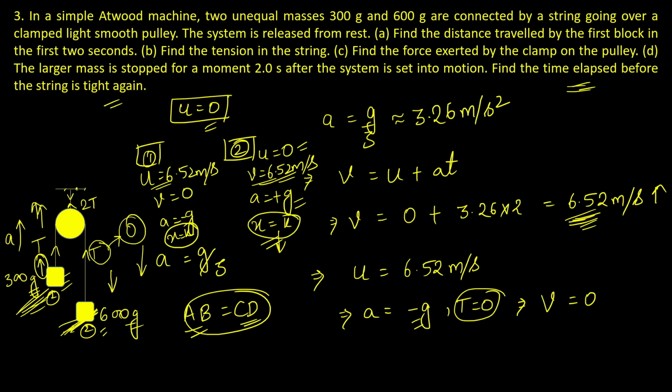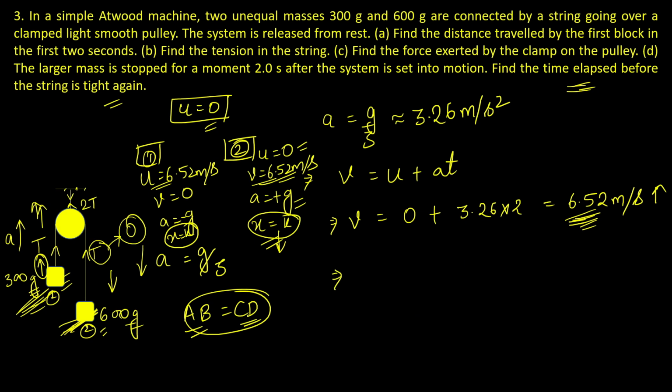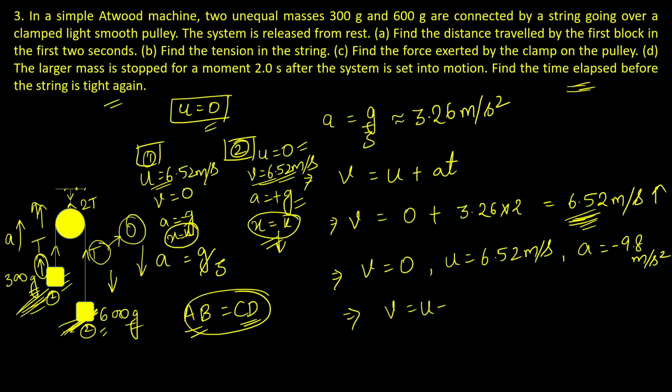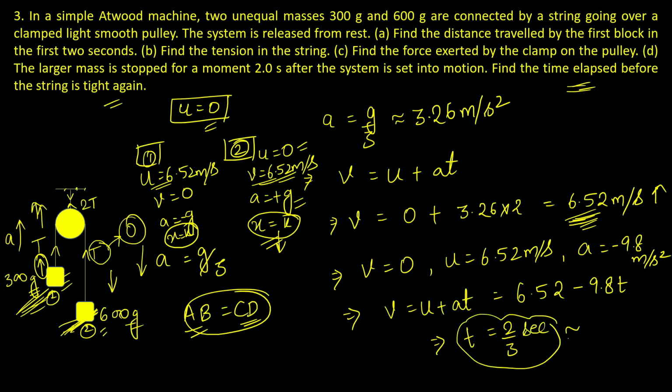So now let me actually calculate it. I have now discussed the concept, so now let me actually calculate the time. So v is equal to 0 now, u is equal to 6.52 meters per second, and acceleration is minus 9.8 meters per second square. So now applying again Newton's first equation, v equal to u plus at, that is 0 equals 6.52 minus 9.8 t, and from here t is 2 upon 3 seconds or 0.66 second.